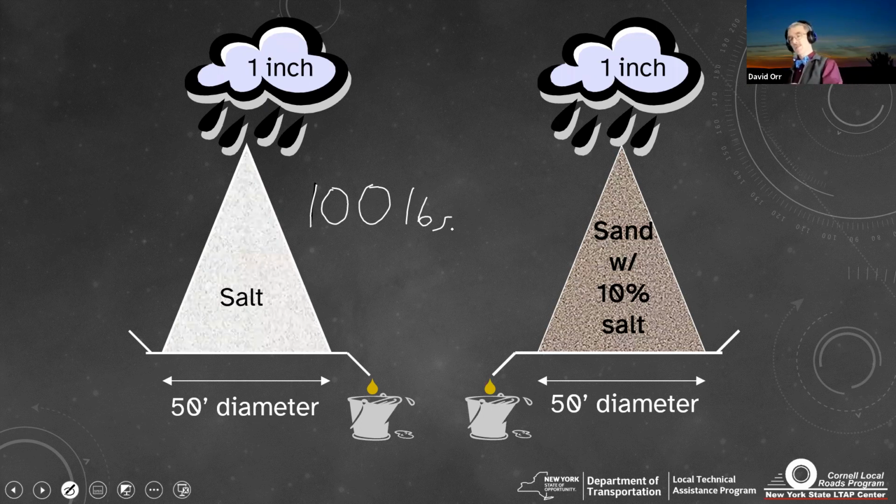How much salt, if I was to measure the salt, comes off of the sand pile with only 10% salt in it? How much? What do you think? Somebody in the Q&A tell me, how much salt do I actually get when it rains on my open sand pile? Nobody wants to take a risk. 10 pounds, 60 pounds, 100 pounds.